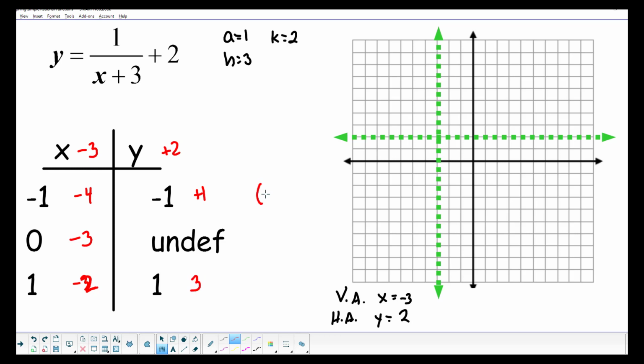So the points I'm going to graph are -4, 1. The -3 undefined, we already did that. That was our asymptote, right? That was the vertical asymptote, so we don't need to worry about that again. And then -2, 3 is my other point. So -4, 1 is going to be right here, and then -2, 3 is going to be right here. Let's go ahead and draw the curve.